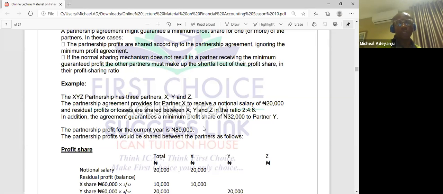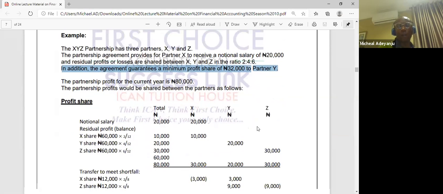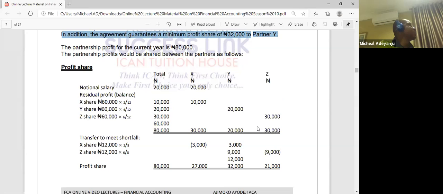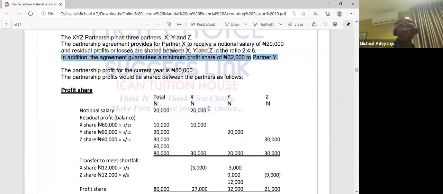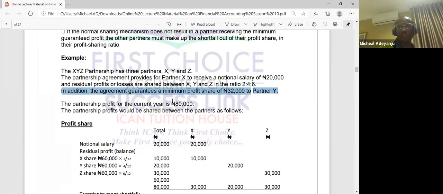Note, in addition, the agreement guaranteed a minimum profit share of 32,000 to partner Y. So what the question is literally telling us is that partner Y should not collect anything less than 32,000 naira. If it is more than 32,000, it's fine. But if it is less than 32,000, it's not fine. Okay, so notional salary comes first. What's our notional salary? 20,000 to only X. The difference between the 20,000 and the 80,000 is 60,000, which is how they got their 60,000.